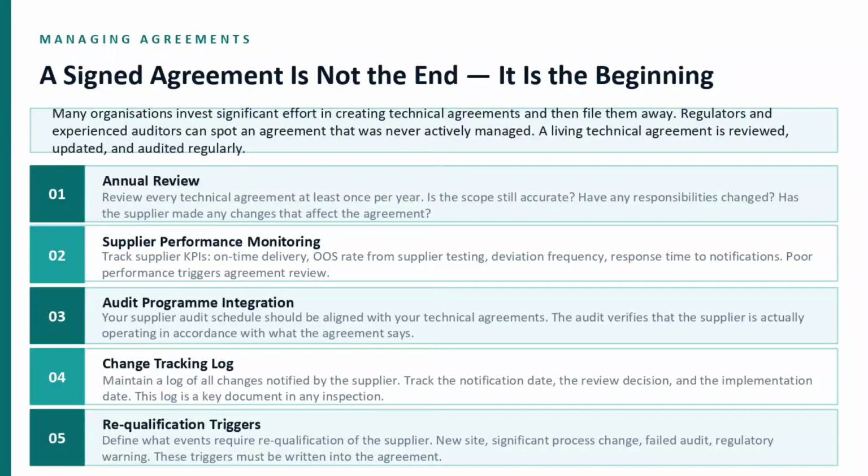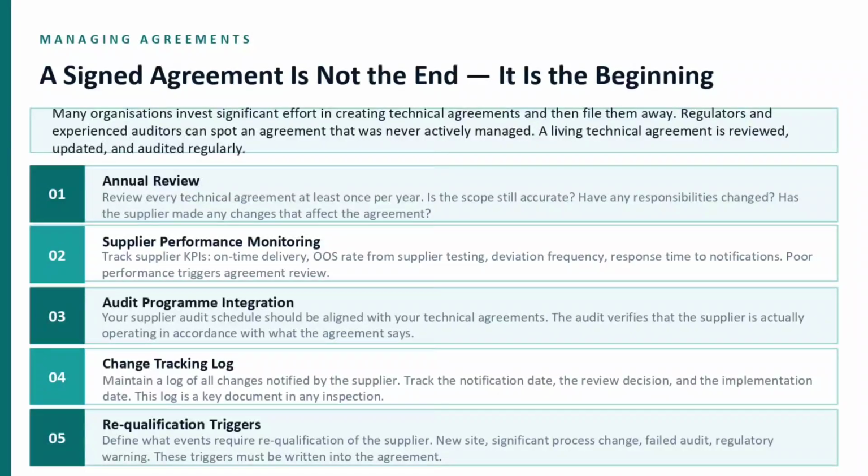Audit program integration. Your annual supplier audit schedule should be directly aligned with your technical agreements. The audit verifies that the supplier is actually operating in accordance with what the agreement says. Any gap between the agreement and observed practice is a finding. Change tracking log. Maintain a formal log of all changes notified by the supplier under the technical agreement. Record the notification date, the contract giver's review decision, and the confirmed implementation date. This log is frequently requested by inspectors.